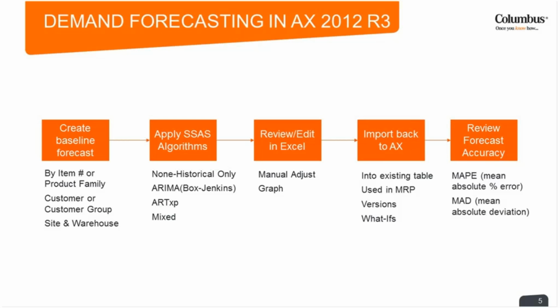Once it's done that and it's looked at your baseline forecast and looks at the information, it then can apply algorithms, and there's really 2 different algorithms and then a blend of the 2 called mixed.